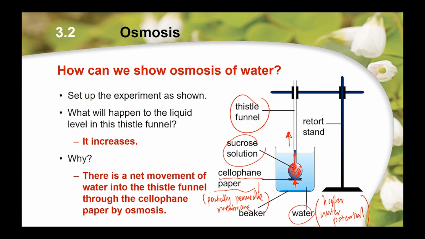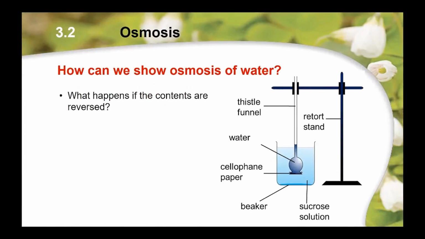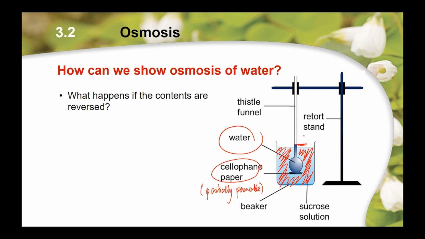So this is a net movement of water into the thistle funnel through the cellophane paper by the process of osmosis. Now, if you think about it for a second, what happens if I reverse the contents of this entire setup? That means I put water inside now, and I fill the outside with solution. I still have my cellophane paper, which is partially permeable. How do you think the water level will change in the thistle funnel? Will this level move up or down? Think about this, and we'll revisit this question when we come back to class. Write down your answer and explanation on this particular slide.